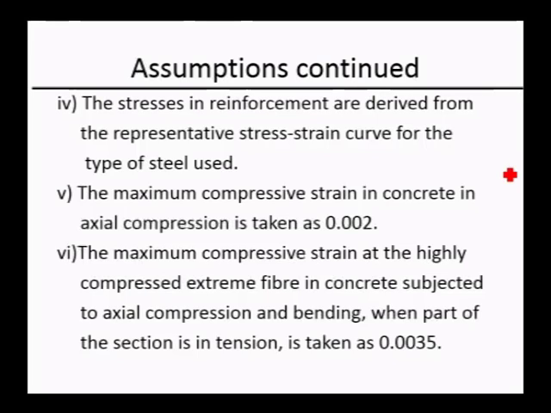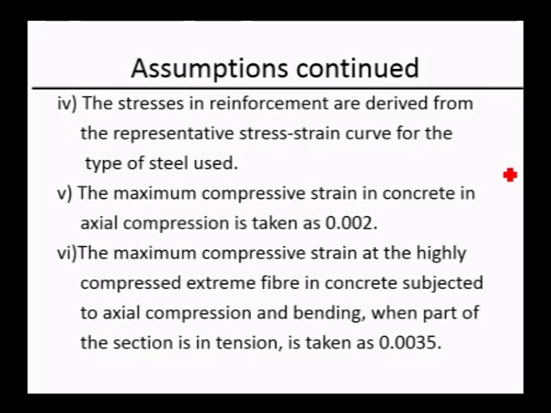Then the fourth assumption: the stresses in the reinforcement are derived from the representative stress-strain curve for the type of steel used. The stress-strain curve is given in IS 456. The stresses in the reinforcement are derived from that representative curve. This is one more very important assumption made in the design of a compression member.